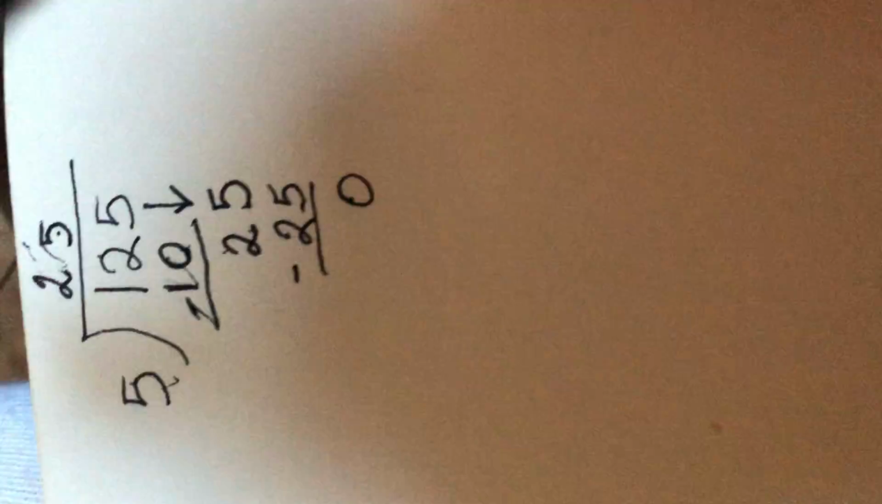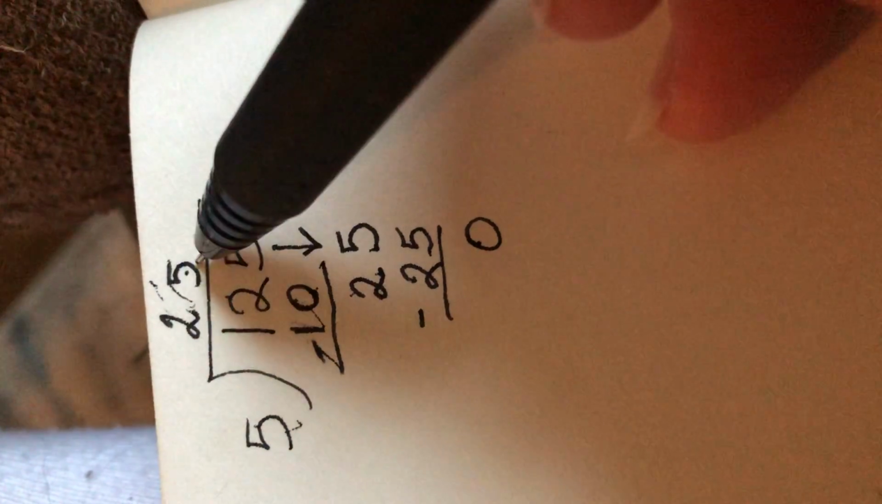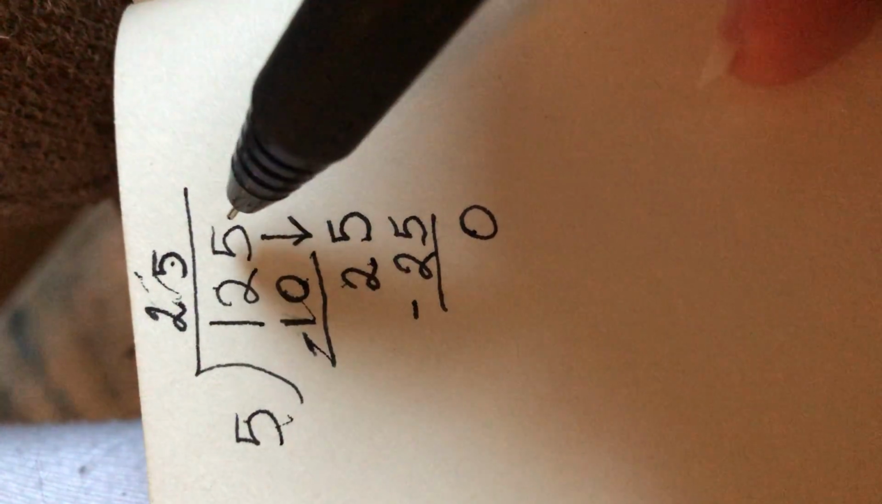I'm going to say, well, 5 times something will give me 25, or less. I don't want to go over. Well, we know 5 times 5 is 25, so we'll put that 5 up here. 5 times 5 is 25. And then we'll subtract to see if we have any leftovers, and we don't. So what we discovered then is that 5 times 25 gives us 125.